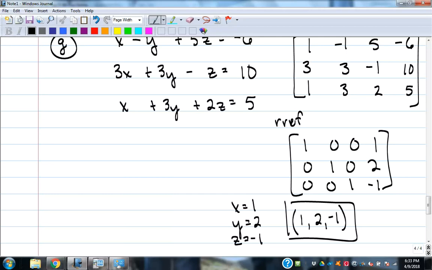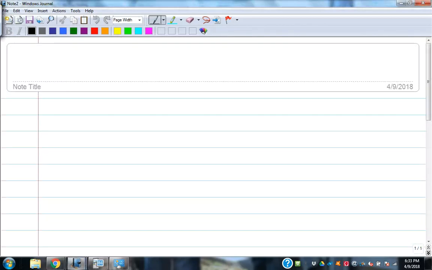Okay. All right. That's section 5.1 and 5.2. Yay. Let's get section 5.3. Not a whole lot left here, guys. So determinants. DETERM.